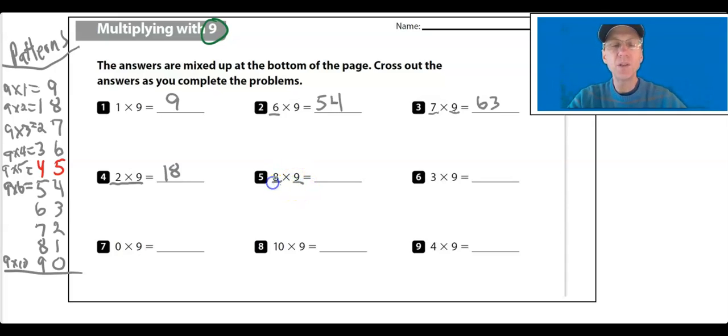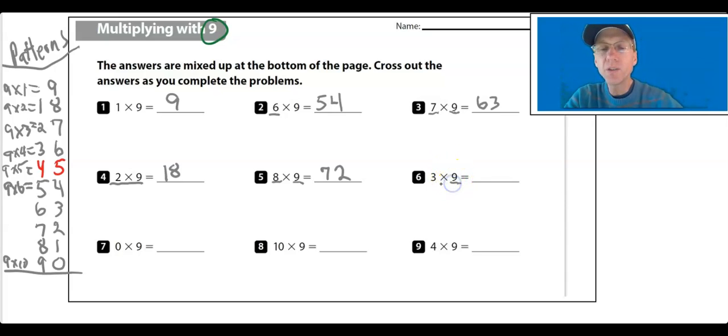9 times 8. Ooh, it's a memory one. That's hard. But wait a minute. We can do something. Not just with using our fingers, but let's really use our mental math. 8 minus 1, 7. 7 plus what is 9? 2. By the way, this is why this works on your fingers, okay? This is what's actually going on here.